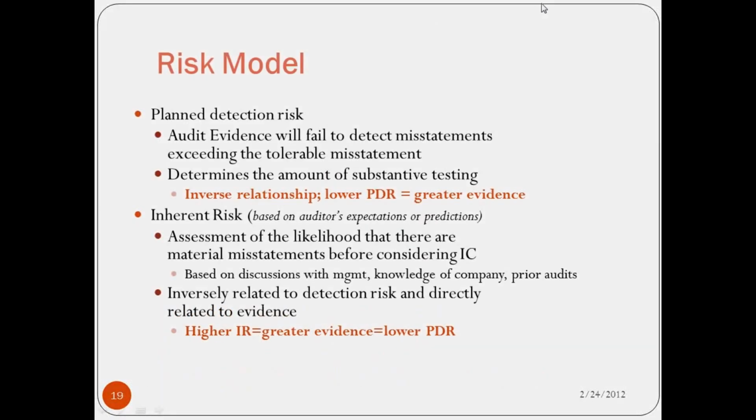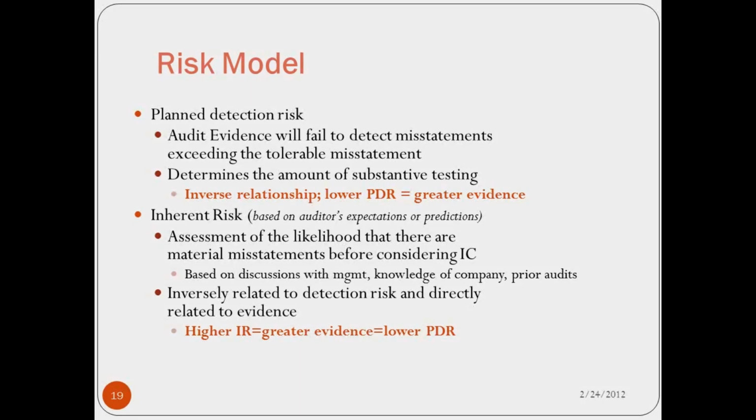Okay, so planned detection risk is the risk that your audit evidence will fail to detect a material misstatement. Because you are using your assessment of inherent risk and control risk to determine the amount of evidence that you're going to collect, right? And that's why we consider the risk of material misstatement to be a combination of inherent risk and control risk, because these are driving your evidence collection procedures, or the amount of evidence, I should say, that you're collecting.